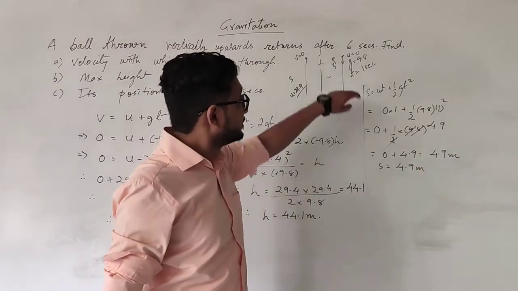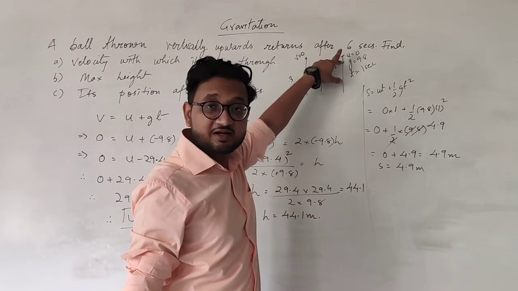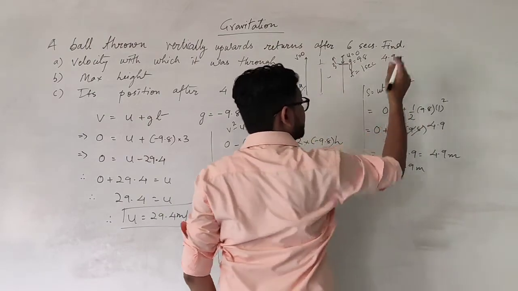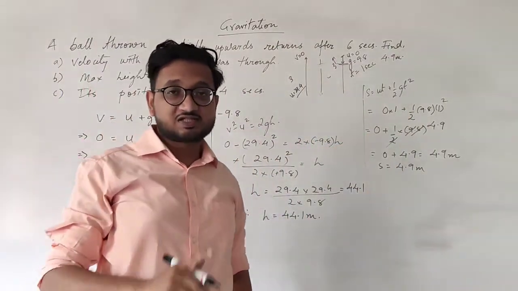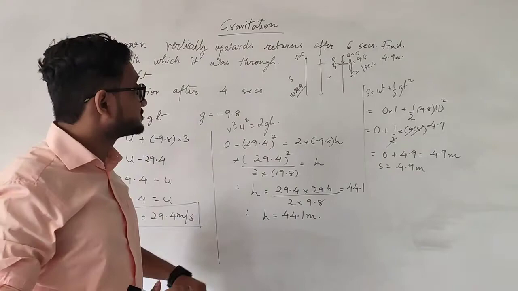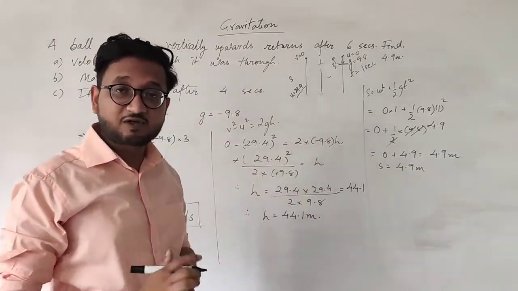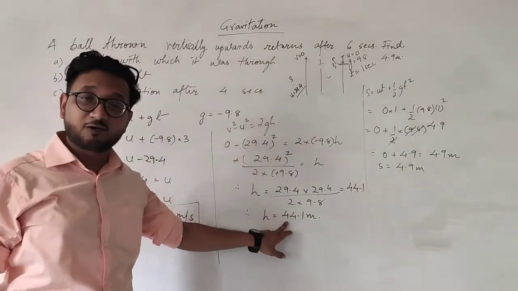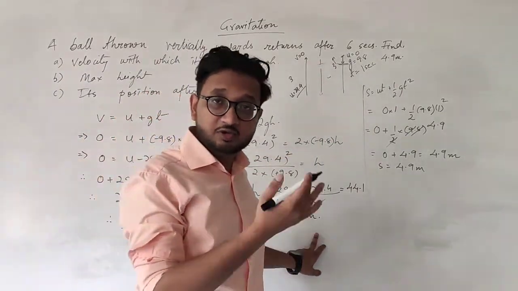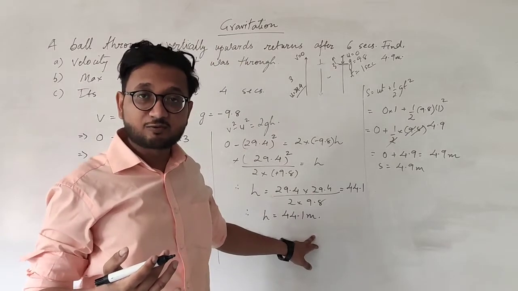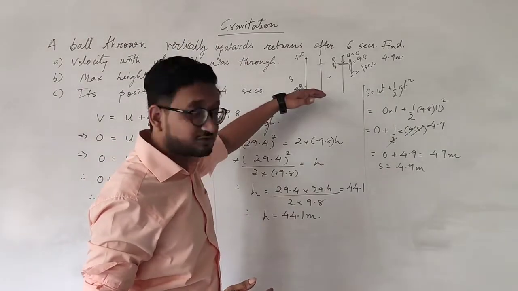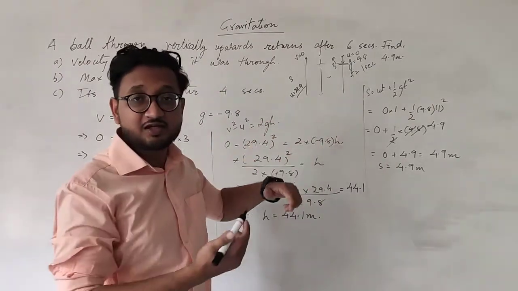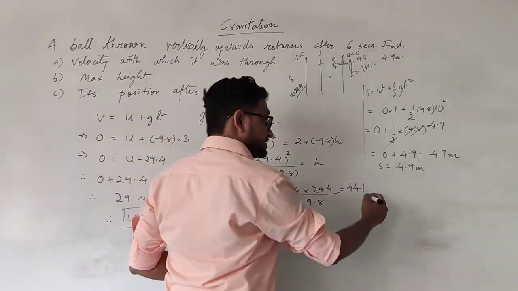That means after 1 second it will travel how much? 4.9 meters. Now remember, students, this is not our question. The question is what will be its position after 4 seconds. So the maximum height that it achieved was 44.1 meters. So from the ground, what will be its height? At what position? So the total height is 44.1. You will reduce 4.9 from that, and the remaining height you need to find. So this is what we need to do.